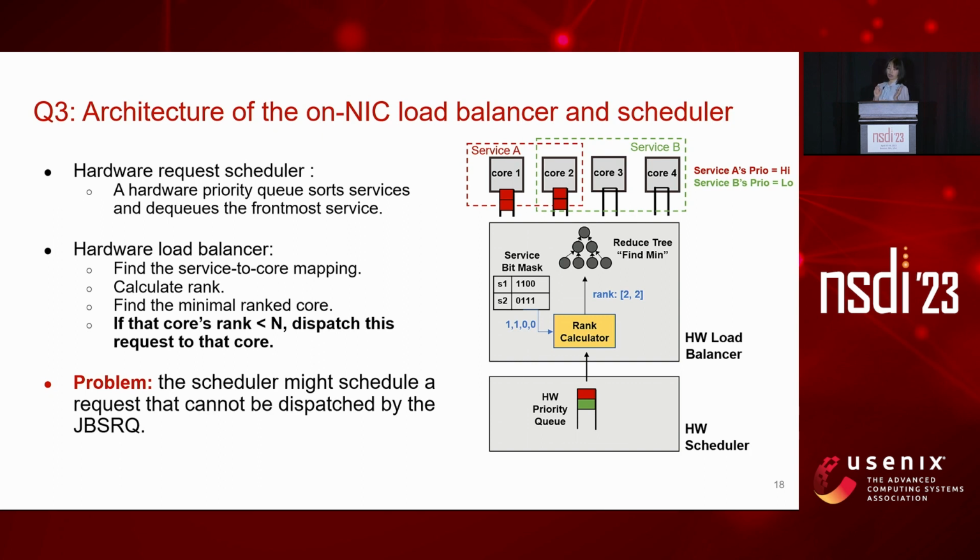Then you might be aware of a problem: the scheduler might schedule a request that cannot be dispatched by the JBSRQ. The right figure shows an example. The hardware scheduler will schedule the frontmost red packet. However, all the cores that run service A reach the rank bound. So the red packet cannot be dispatched from the load balancer and blocks the whole hardware pipeline. And the green packet inside the hardware scheduler cannot be scheduled, even if core 4 and core 3 are staying idle and could process that packet.